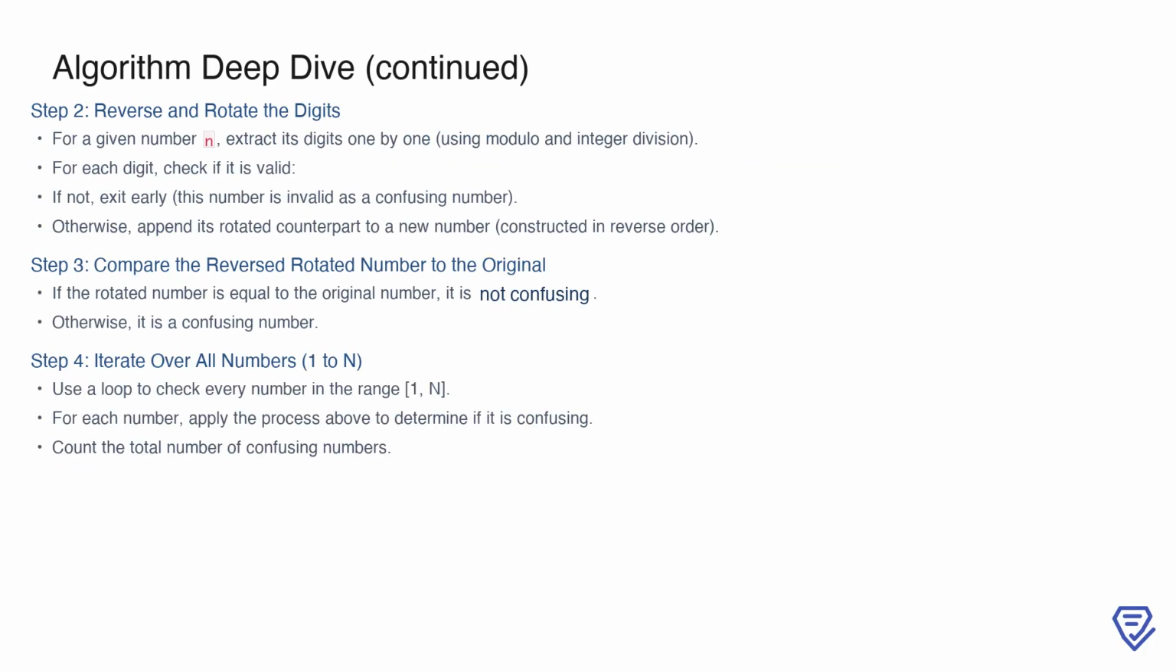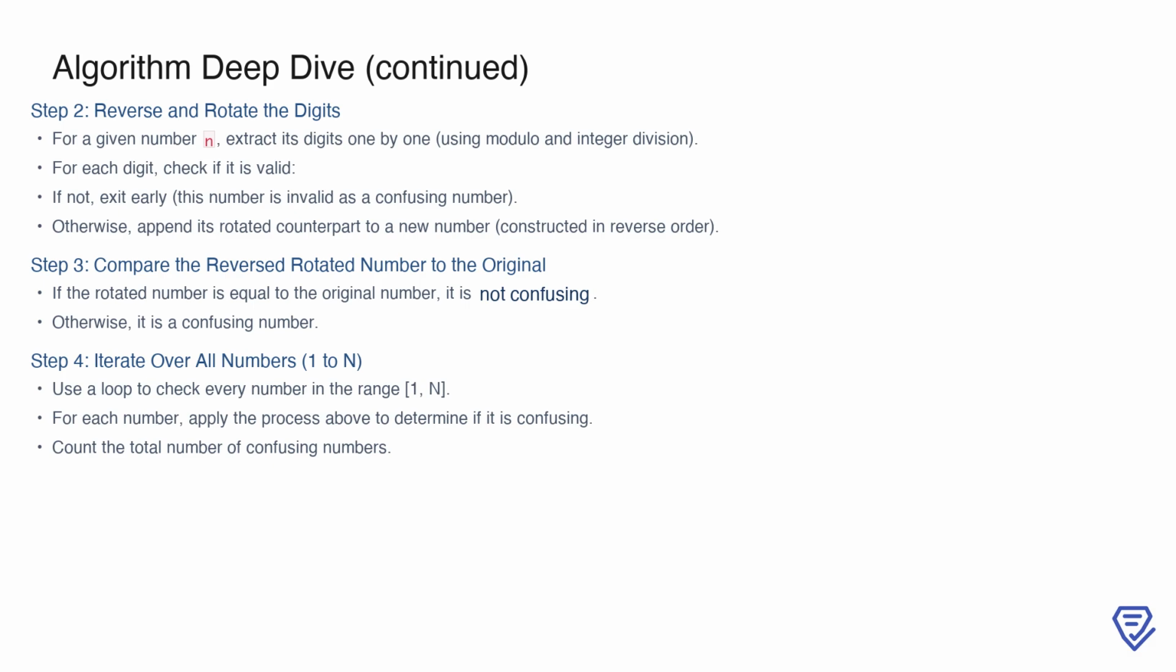Now that we know which digits are valid, the next step is to reverse and rotate the digits of a number. To do this, we extract each digit one by one using modulo and integer division. As we process each digit, we first check if it is valid. If an invalid digit is encountered, we can stop immediately because the number cannot be confusing. If the digit is valid, we append its rotated counterpart to construct a new number in reverse order.